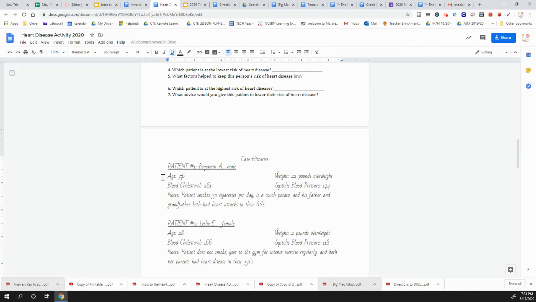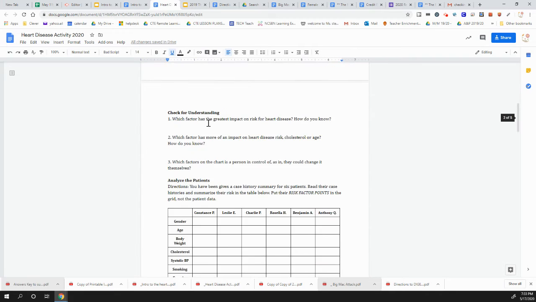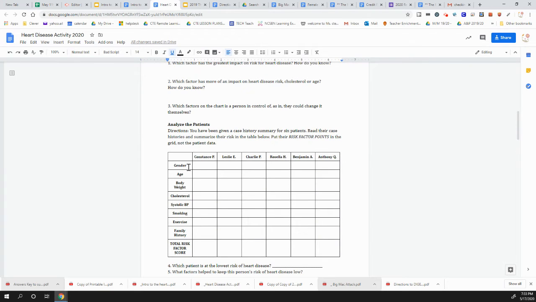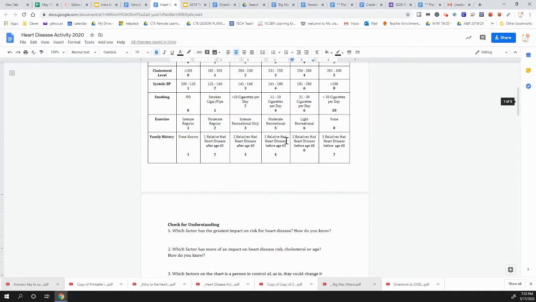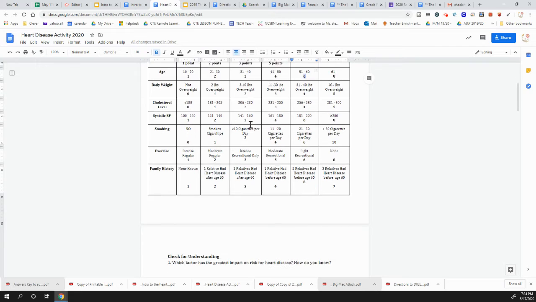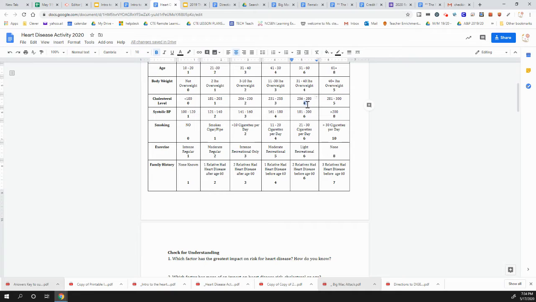And under each patient, it tells you all about them: their age, blood cholesterol, if they smoke 30 cigarettes a day, if they don't smoke, how much exercise they get, what their weight is, systolic blood pressure. You're going to take all that information, look at your top chart here. So, for example, Benjamin, he's age 56, cholesterol 261. He's a male, so he gets 5 points. How do I know that? Well, I look at this chart up here. He's a male, and it says 5 points. He's 56 years old, so let's look at age. 51 to 60, he's going to get 6 points. Cholesterol level was, what, 261, something like that? So he'll get 4 points. Smoking, 30 cigarettes a day, so 6 or 10, whichever one you want to put there is fine.